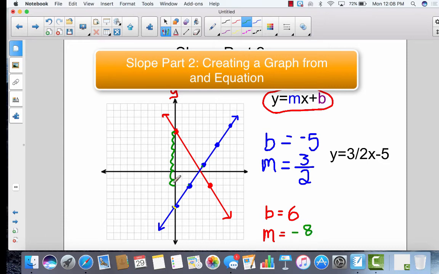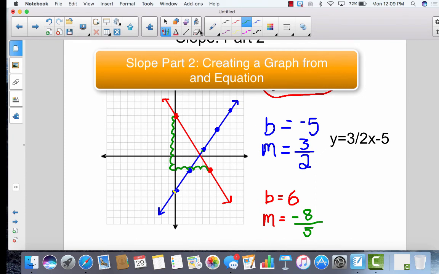And then I have to see how far I move over. So I'm moving to the right, which makes sense because the bottom should be a positive number. 1, 2, 3, 4, 5. So my slope is negative 8 over 5.